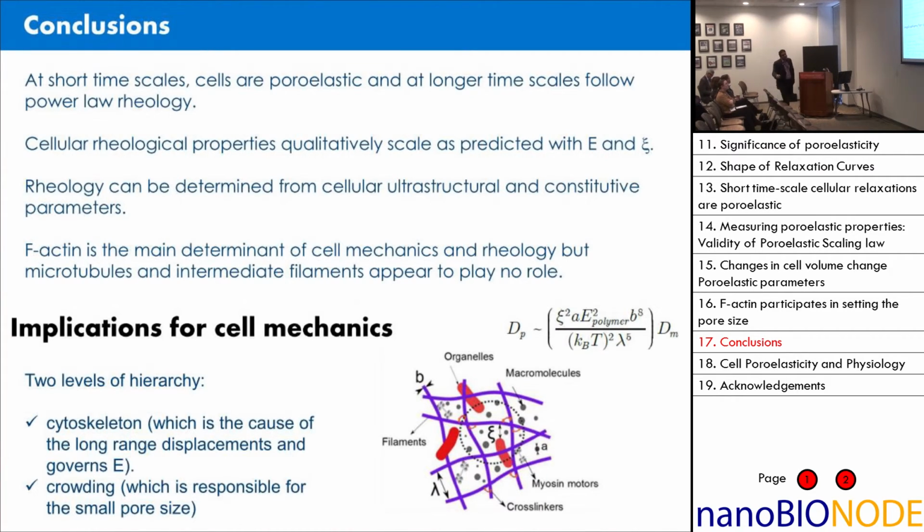If we do a little bit of calculation on that scaling law, we can find this nice scaling relationship. So you can correlate the poroelastic diffusion coefficient to the diffusion of particles inside the cell, to the average pore size, to the bending rigidity of the polymers, to the size of the particle and other parameters.